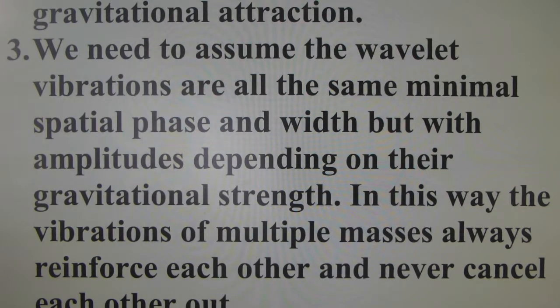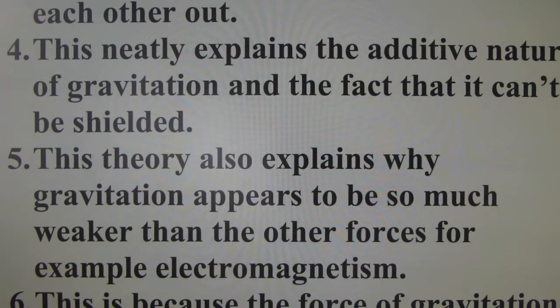We need to assume the wavelet vibrations are all the same minimal spatial phase and width, but with amplitudes depending on their gravitational strength. In this way, the vibrations of multiple masses always reinforce each other and never cancel each other out. This neatly explains the additive nature of gravitation and the fact that it can't be shielded.